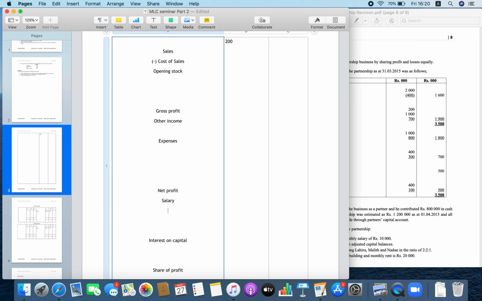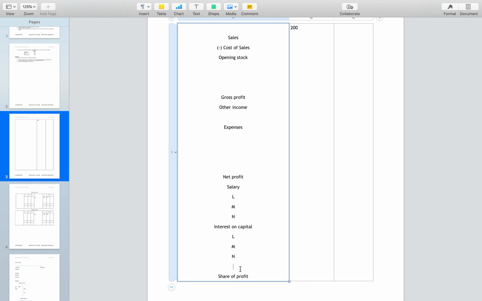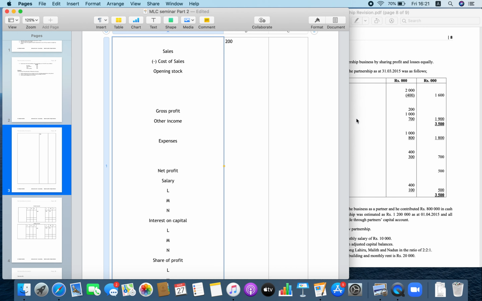Right. So we have Lahiru, Malit, and also Nadun. Interest on capital also we have Lahiru, we have Malit, and also we have Nadun. Right, and also guys, share of profit also we will be having Lahiru, Malit, and Nadun. Right, so let's go back to the question paper.